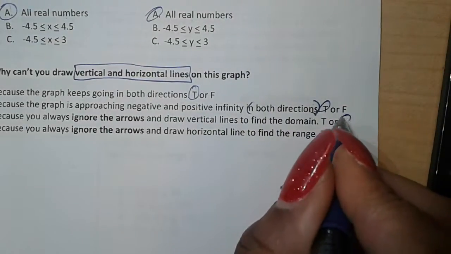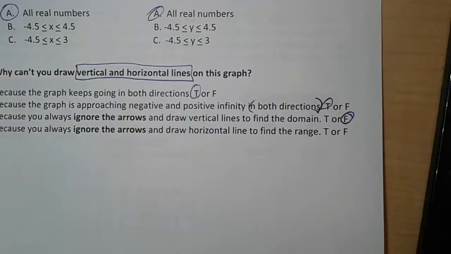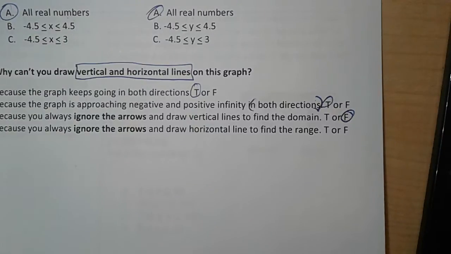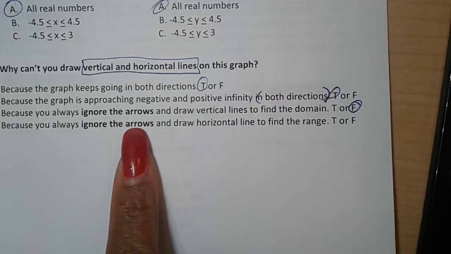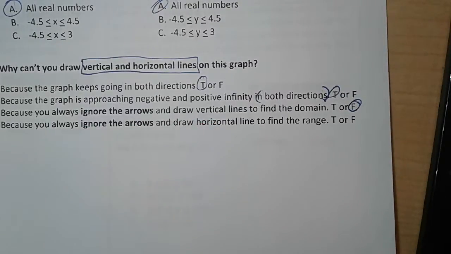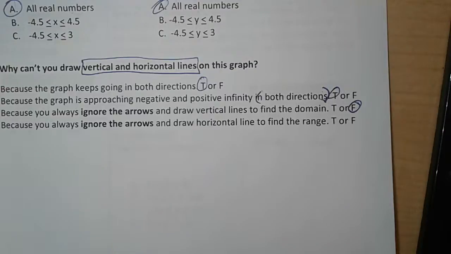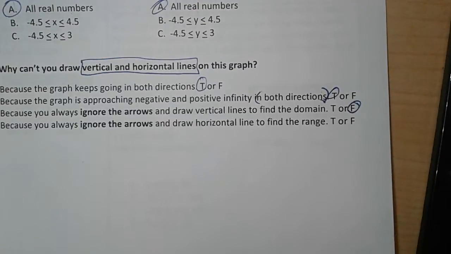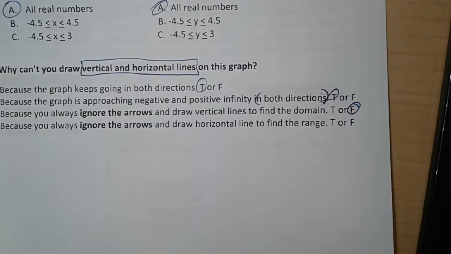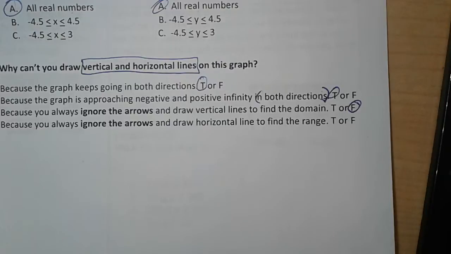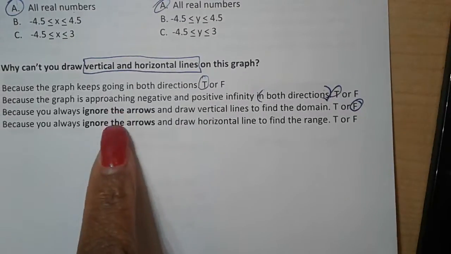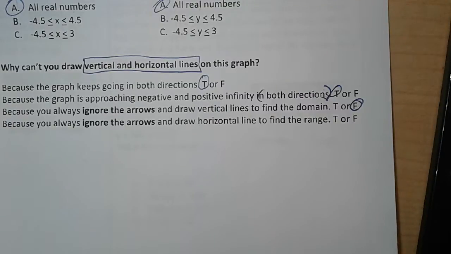That's false. You only draw the vertical lines if it's stopping. Because you're always going to ignore the arrows when you draw horizontal lines. I mean, maybe the vertical, the x values. Maybe that's a false statement. Oh, but this one right here, maybe that's true. No, they're both false. You never ignore the arrows. Okay?